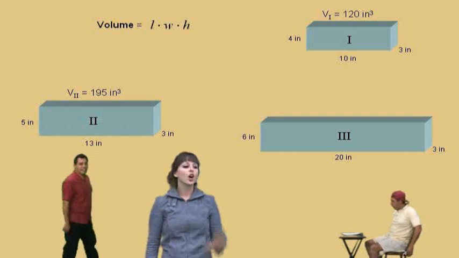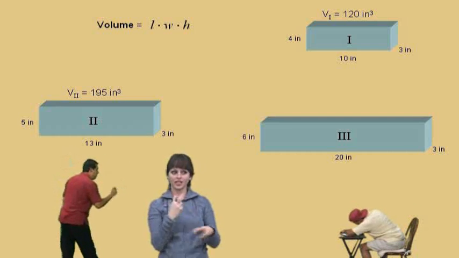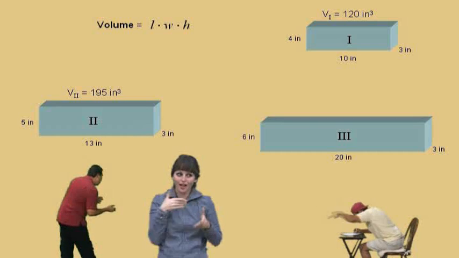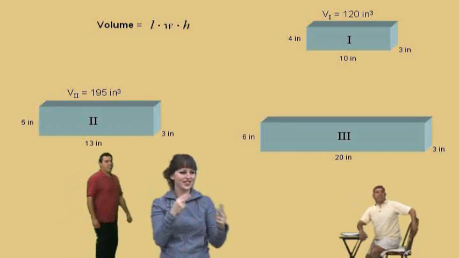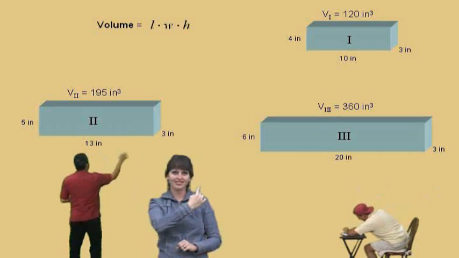Okay, now we got this last one to do. Rectangular solid 3. This is a tough one, right? You got 20 times 3. Go ahead, Charlie. What do you get, Charlie? 360. Very nice, Charlie. There we go. So we have the volumes of our three rectangular solids all listed up there for you.